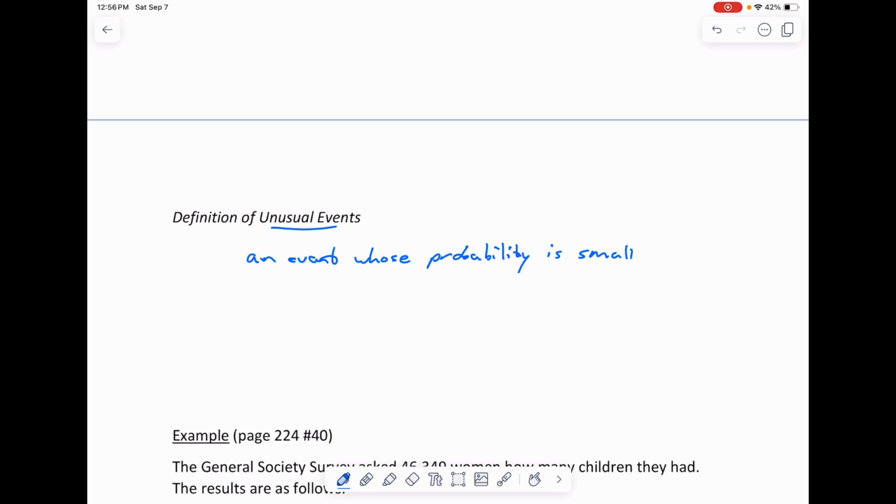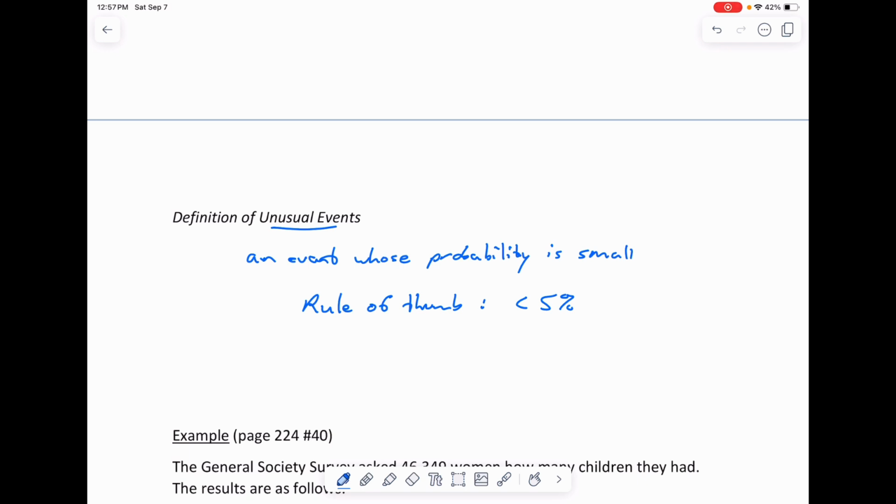Now, what is small? Is that 10%, 1%? Does it have to be like 0.1%? In this case, when we think about an unusual event, the rule of thumb that we're going to use in statistics is 5%. So if you have a probability less than 5%, we would consider that to be an unusual event.